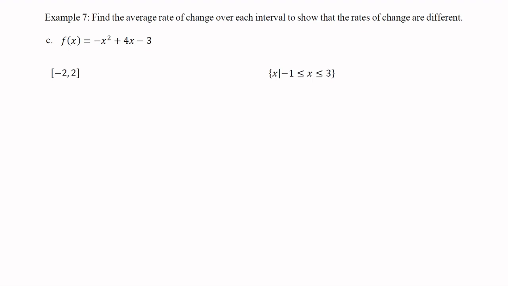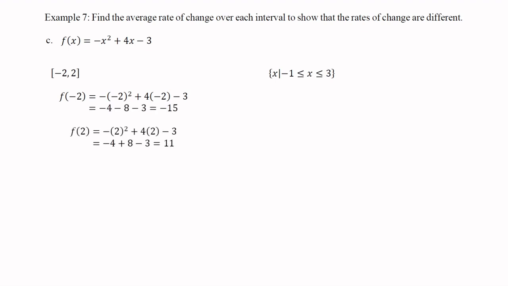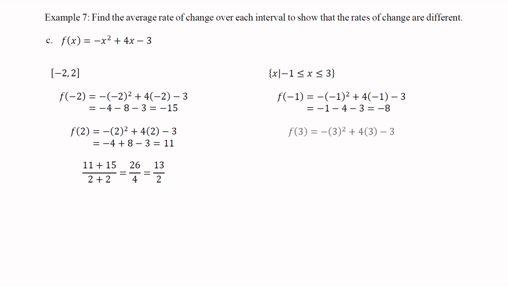For C, we have an equation. Plug in your -2 to get your y that goes with it, which will be -15. Plug in your 2 to get the y that goes with it, which is 11. And then plug those into your average rate of change formula to get 13 over 2. Then from a different interval, we're going to plug in our -1 to get -8, plug in 3 to get 0, and then plug in your y2 minus y1 over x2 minus x1. And that's going to give us a rate of change of 2.